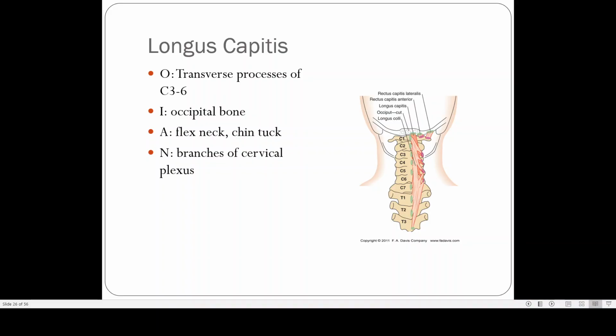Moving out, this muscle is going to be that darker orangey colored muscle here, longus capitis. This is transverse process of C3 through 6, runs up to the occipital bone. Again, flexing the neck, performing that chin tuck, and branches of the cervical plexus are going to innervate this muscle.